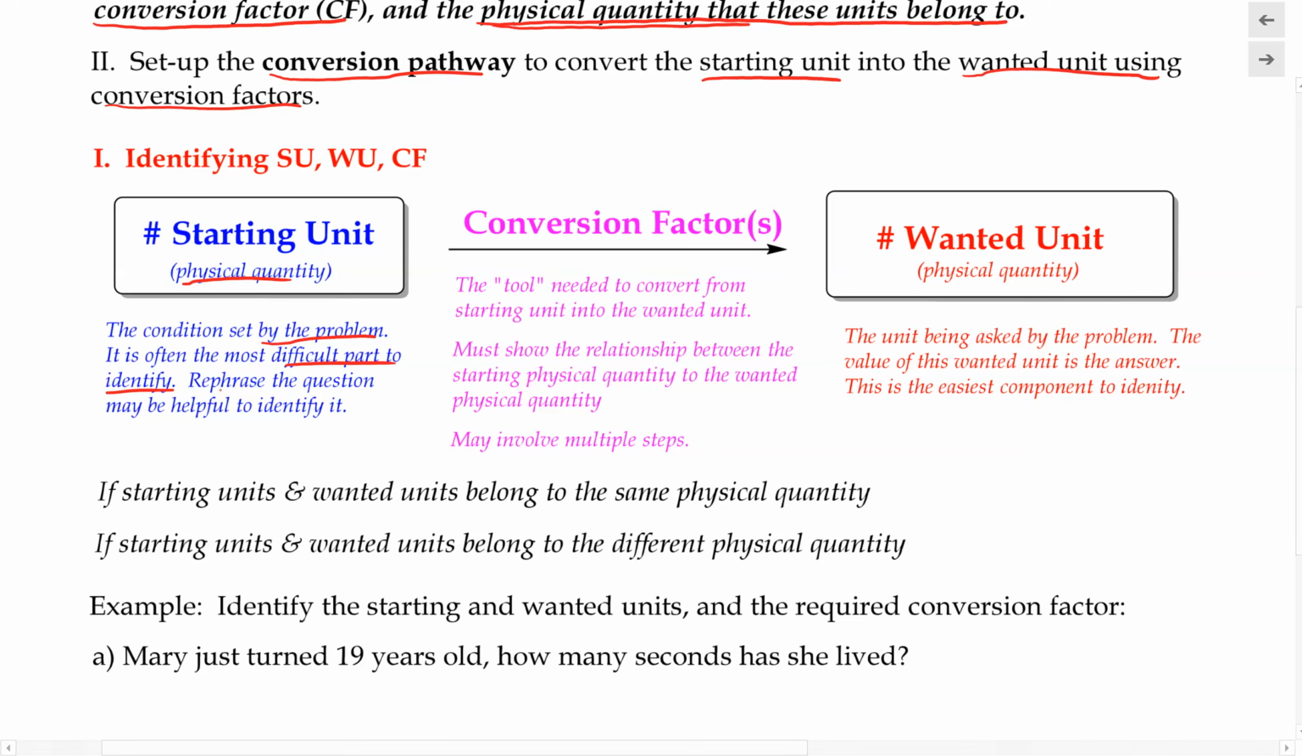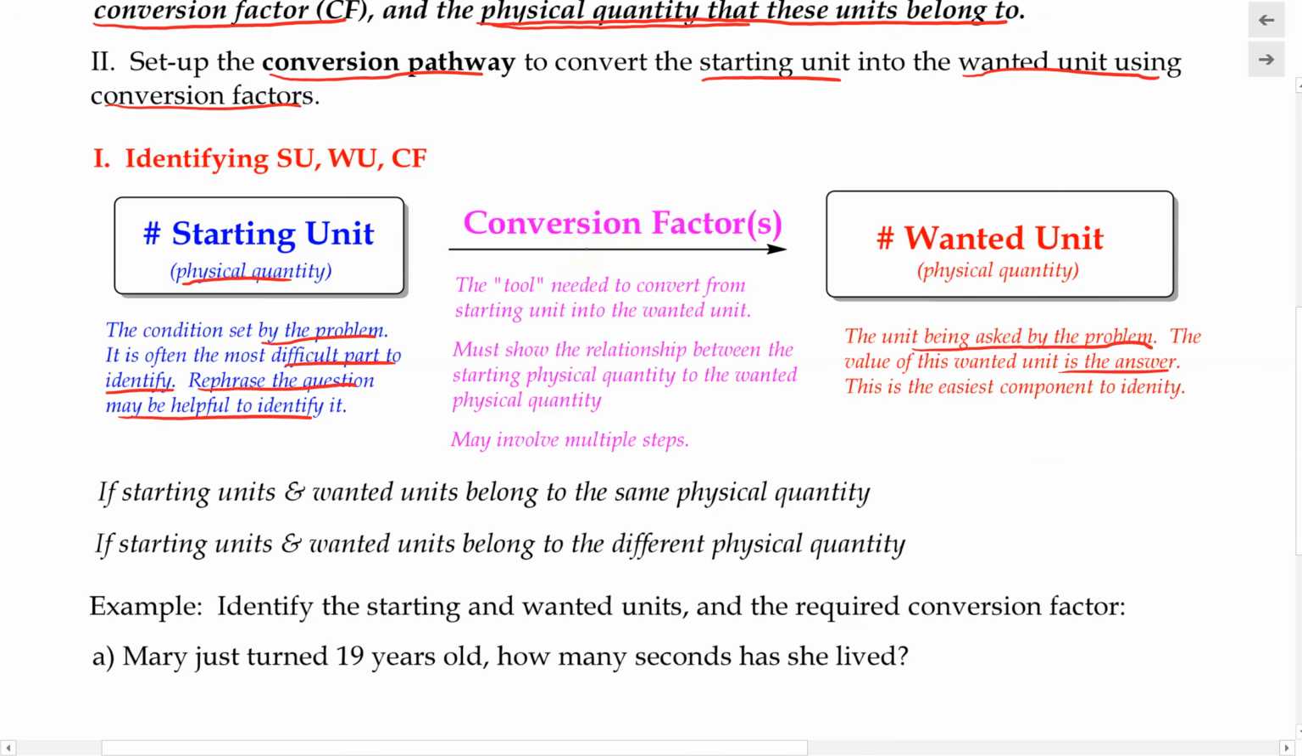Whenever we are not able to find the starting unit easily, one trick to help us is to rephrase the question to be able to identify it. So forget the details in the problem, but ask yourself, okay, essentially, what is this question asking me? Ignoring as much detail as we can will then help us find the starting unit. And the wanted unit is basically the unit being asked for by the problem. This is often the easier thing to find, because just by looking at the question, we'll be able to figure out what the wanted unit is.